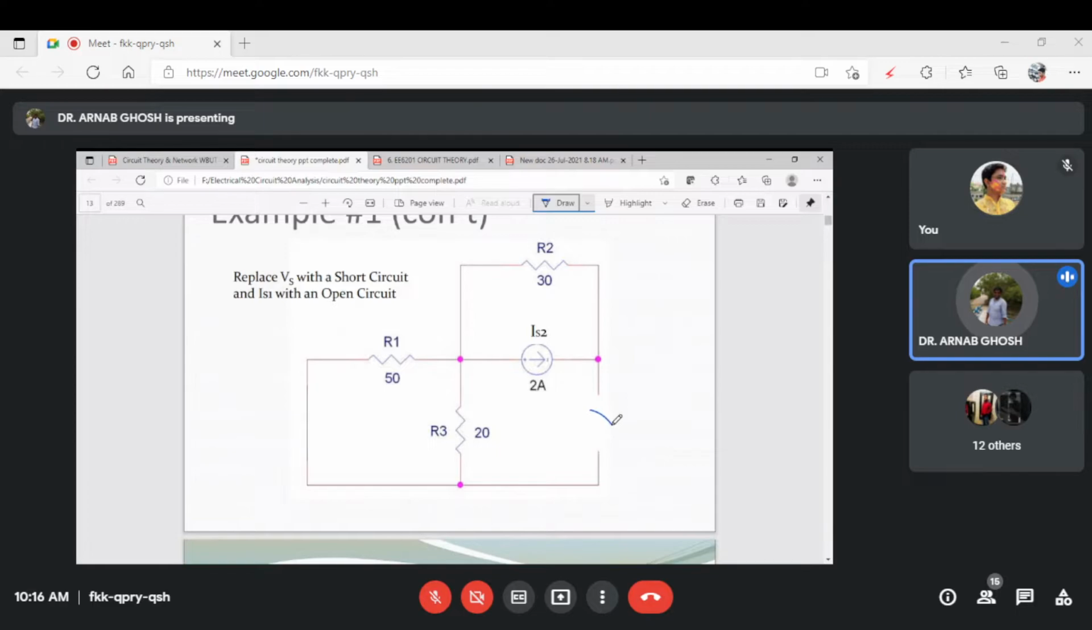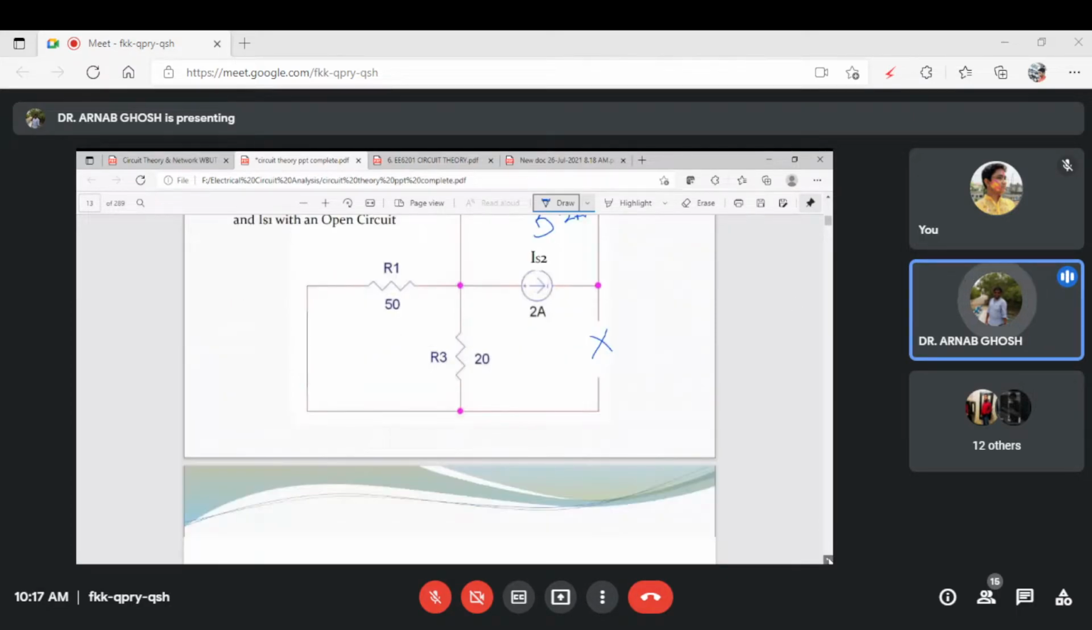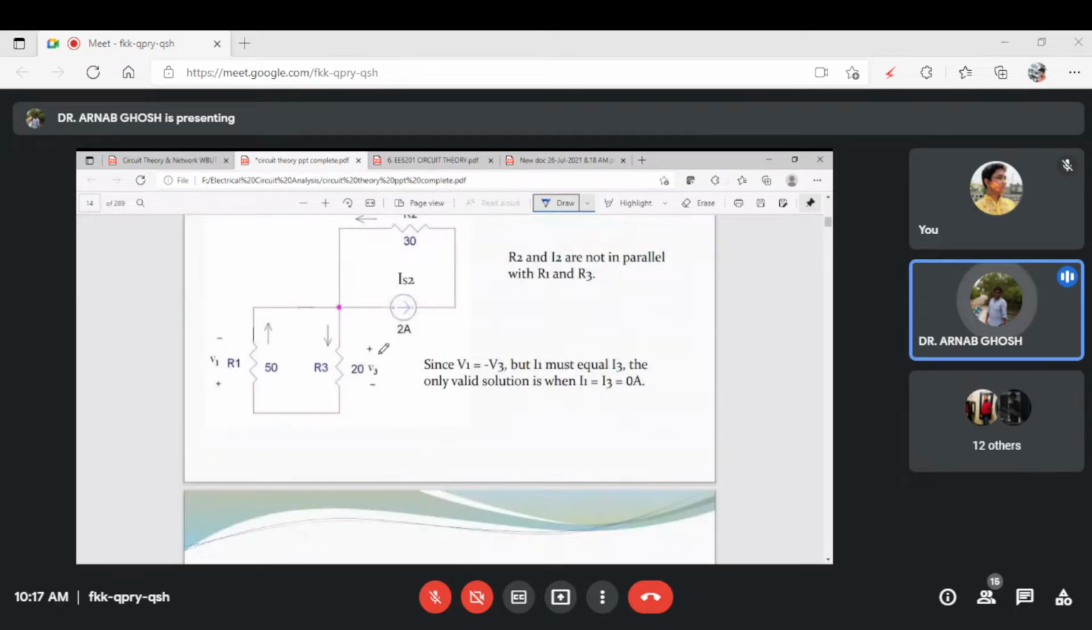So now this has been open circuited, this is short circuited, and this is the current source that we are considering. Now that means here what will be the current? The current through R2 will be 2 amps. Right? So what is the voltage across R2? 60 volt. Okay. Now you redraw the circuit. Now if you redraw the circuit, you see you are having these two loops, individual loops.